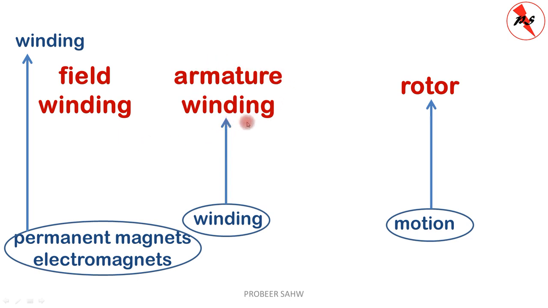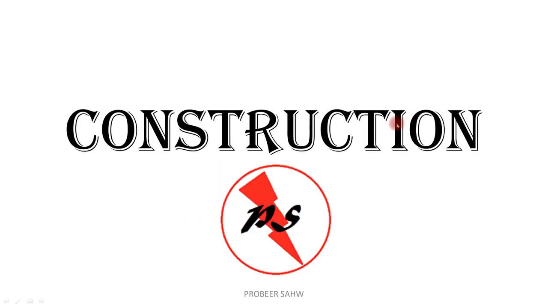And the function of armature winding in generator is different than in motor. In generator, we set motion in the rotor, due to which EMF is induced in the armature winding. Whereas in case of DC motor, we pass current through this armature winding, due to which a motion is produced in the rotor. Okay, now let us move to the construction of DC machines.